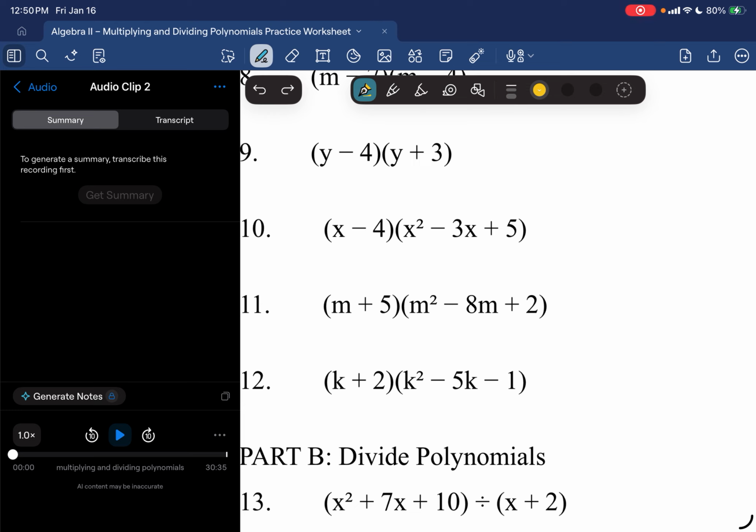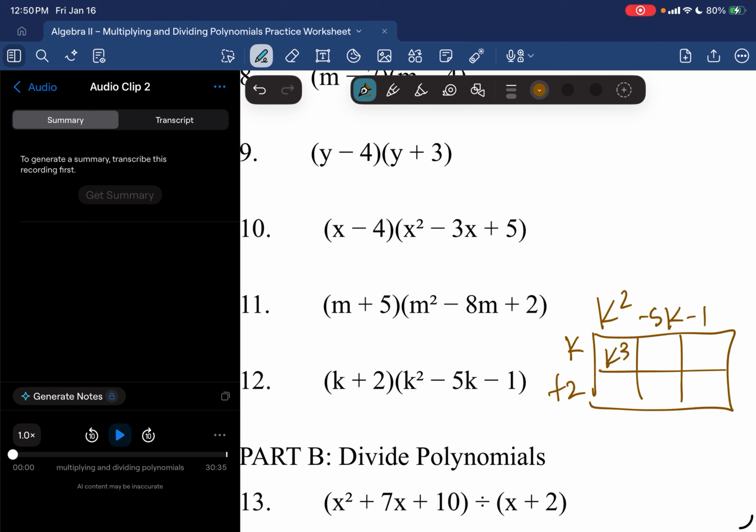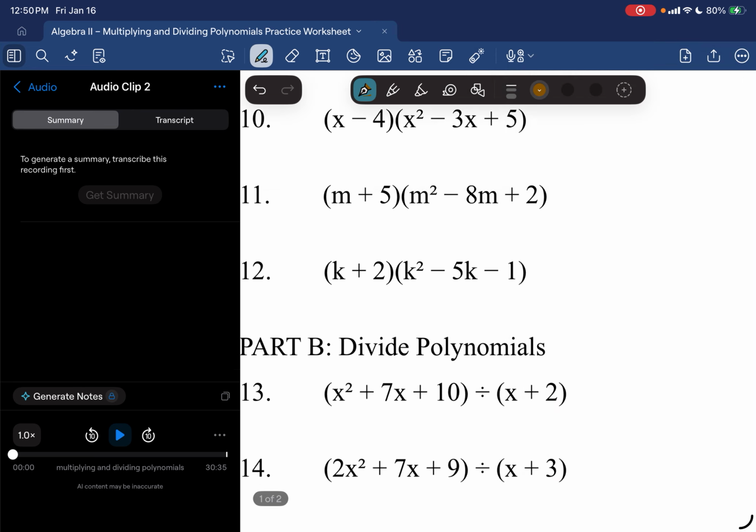Number 12 should be k cubed minus 3k squared minus 11k minus 2. All right, let's go ahead and move on to division. Number 13.